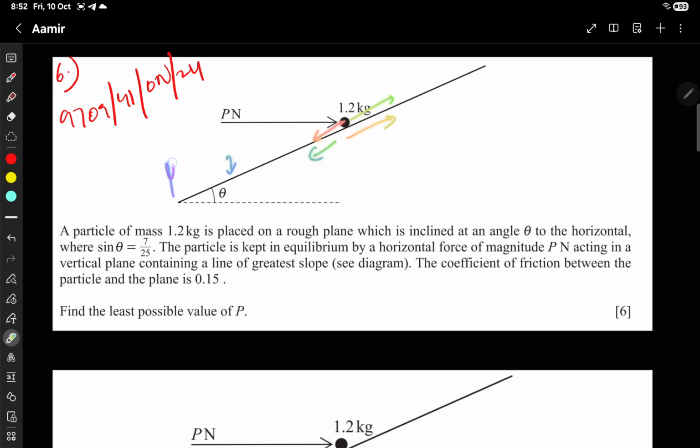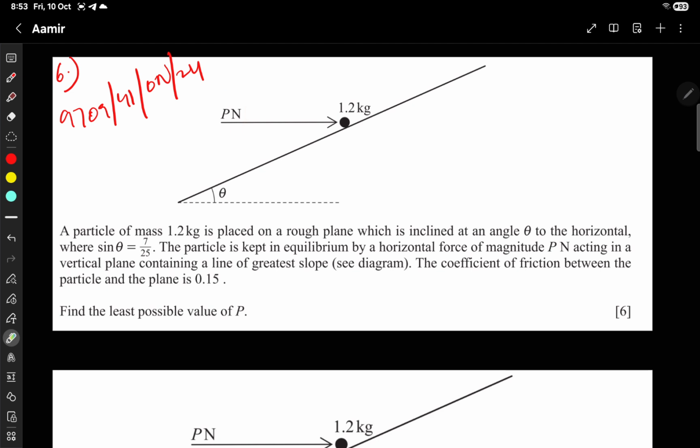And the coefficient of friction they have given as 0.15 in the question, and sine theta is 7/25, so theta will be sine inverse of 7/25, which is coming to be approximately 16.26 degrees. And the ball has a weight of 12 newtons, which is towards down. So we have to find the least possible value of this P.